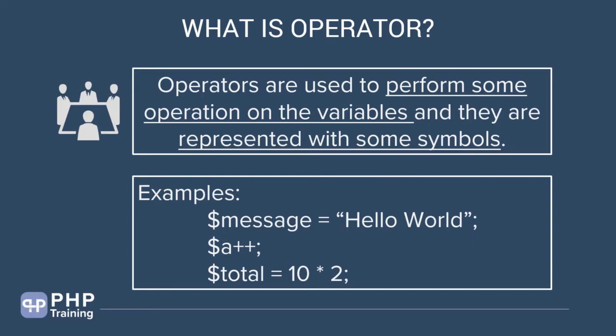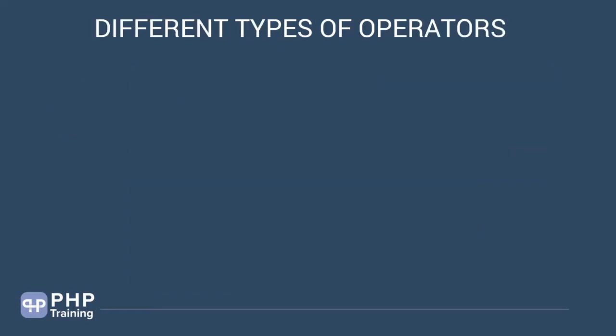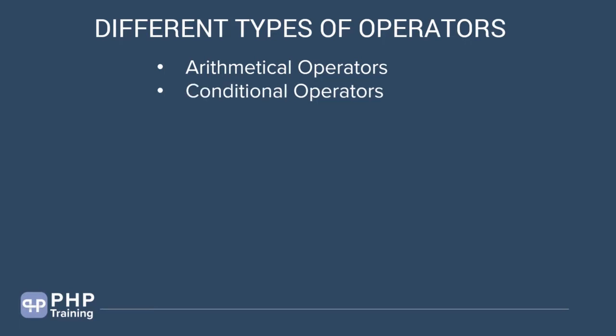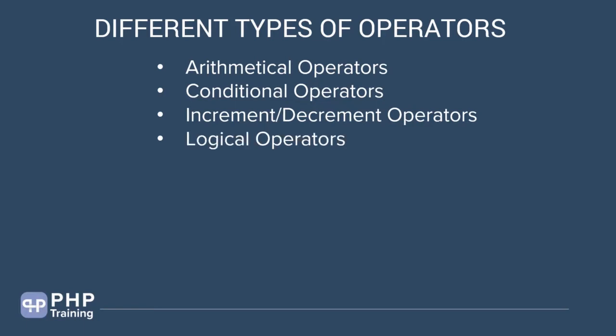Okay, so let's look at different types of operators. First is the arithmetic operator. Arithmetic operators are basically mathematical operators like plus, minus, divide, and modulus. Then you have conditional operators. The conditional operator is the ternary operator. We have seen this in the variable section, where you have a question mark and colon, you put a condition and then you select true or false. Then you have increment and decrement, which is to increase or decrease the value of a variable. Then you have logical operators.